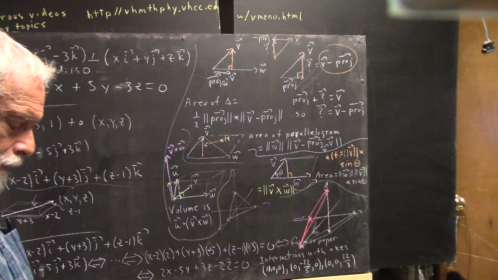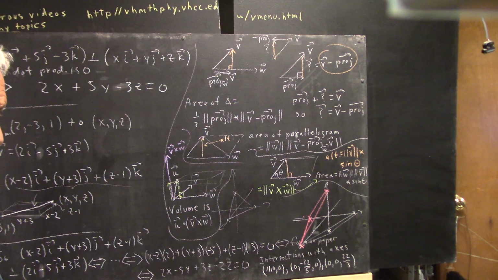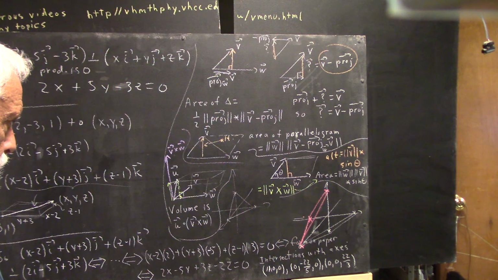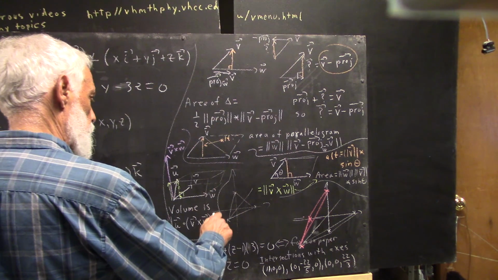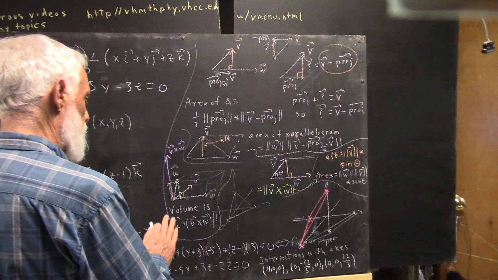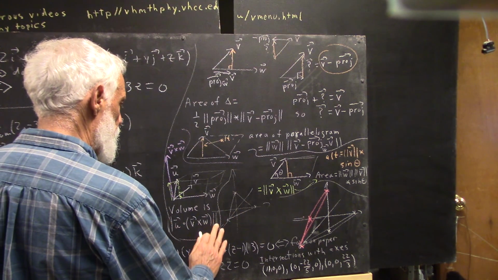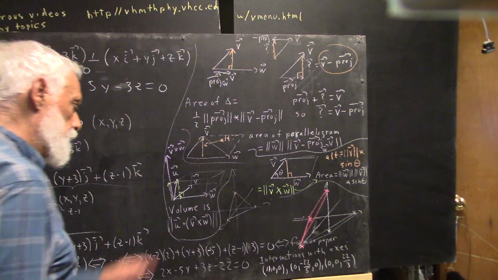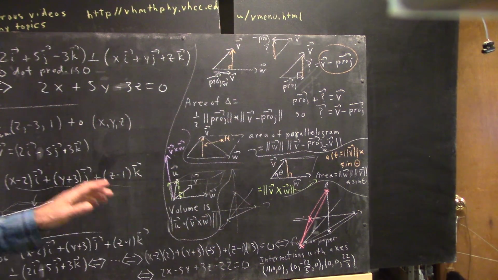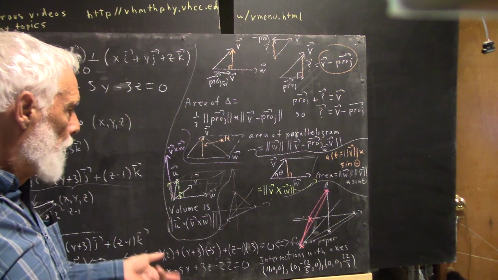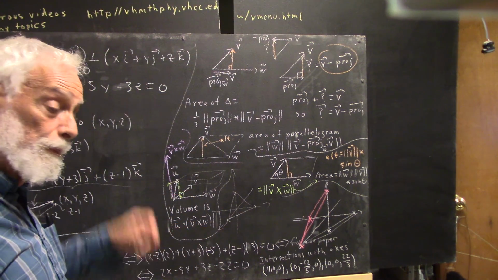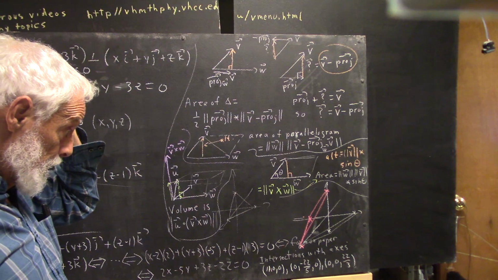I kind of left something out here. I'll put it in right here. It should just be the absolute value of this, because this could come out negative. But let's develop it. So the area of the base is the magnitude of V cross W.